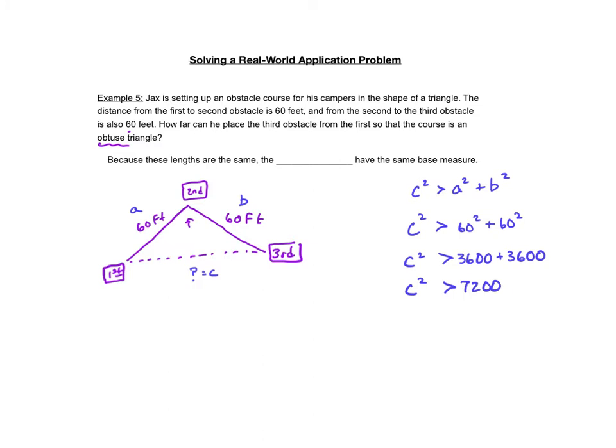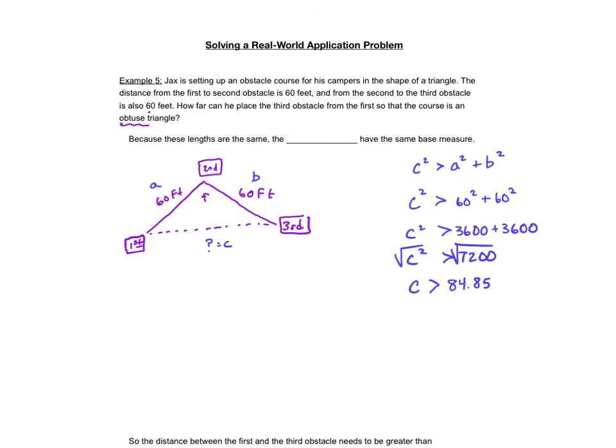And if we were to put that into the calculator, it would come down to finding the square root of both sides, and c would be approximately 84.85, or should I say not equal to. In order for it to be an obtuse triangle, c is going to have to be greater than 84.85 in order to create an obtuse triangle. And let's see here. Because these lengths are the same, they have to have the same base measure.